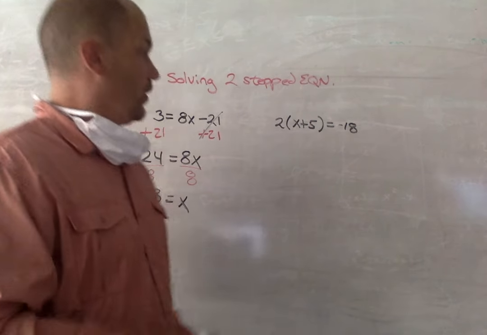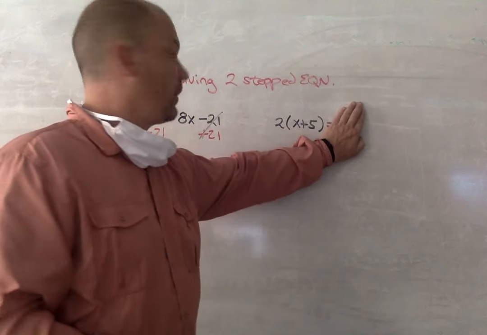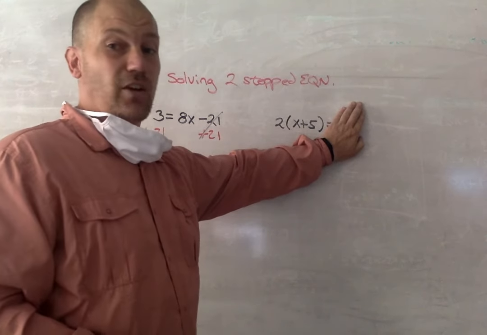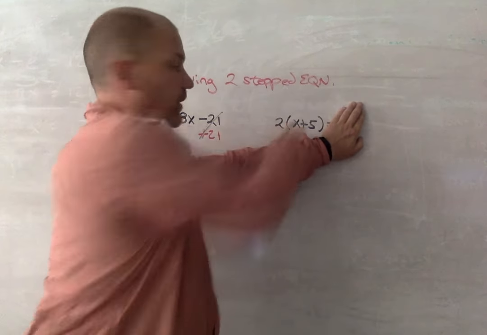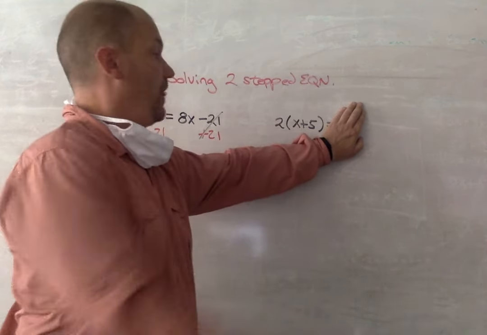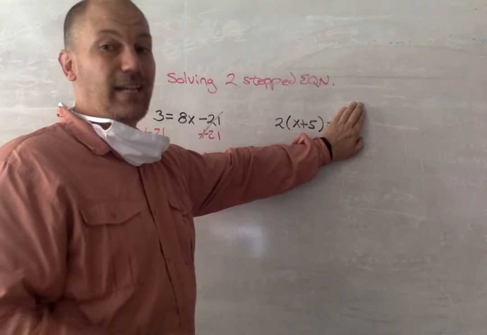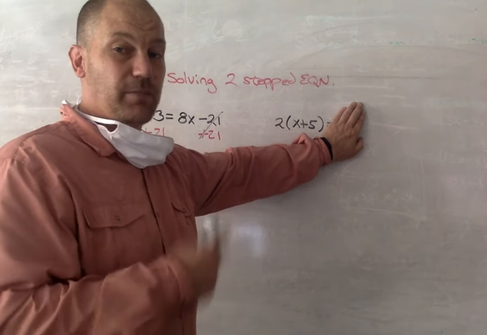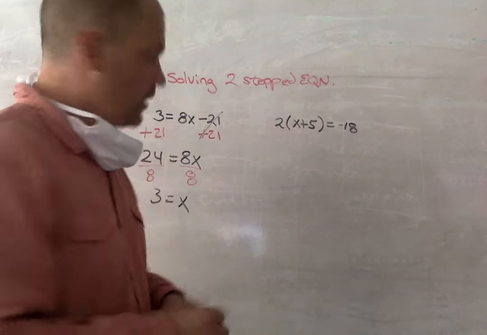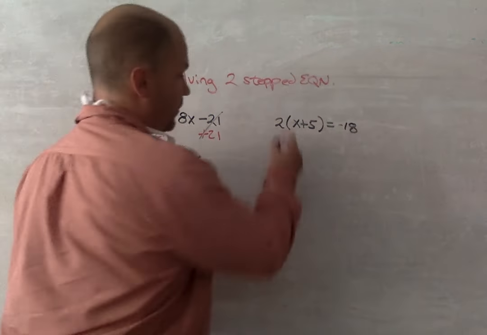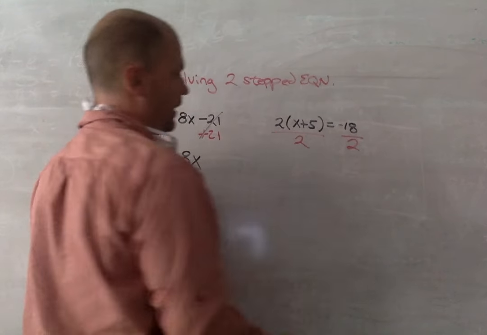So if we were to ignore this side, and we were to say x is 3, for instance, we would do 3 plus 5 and make 8. Then lastly, we would multiply by 2 and get 16. So because the last thing we would do is multiply by 2, it's the first thing we're going to undo. So in this case, we're going to divide both sides by 2. That's how you undo multiplication.